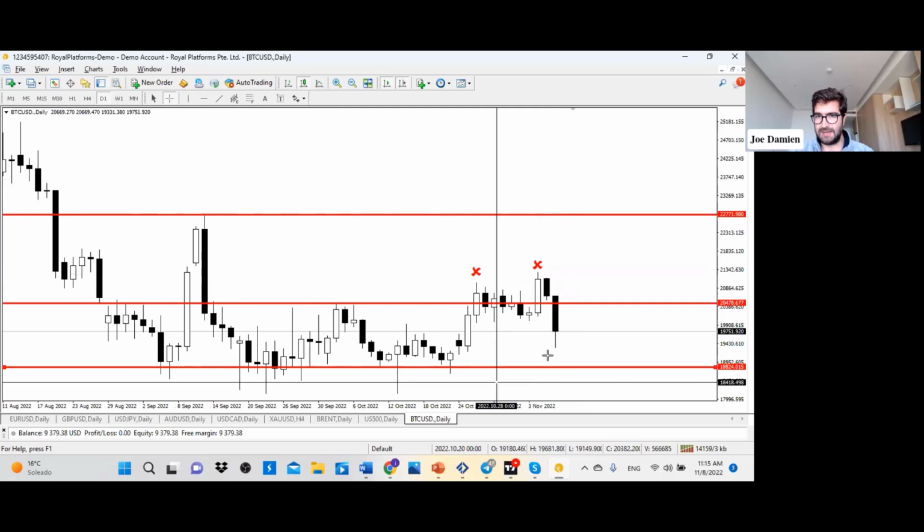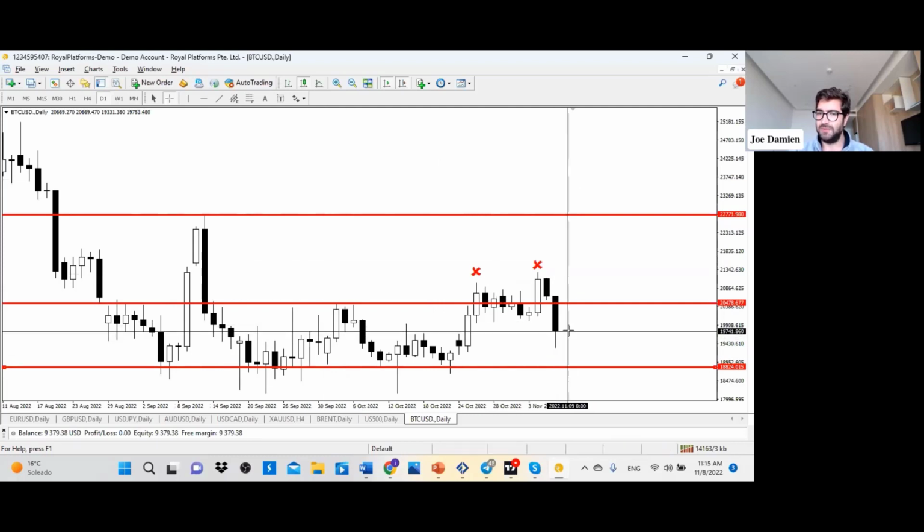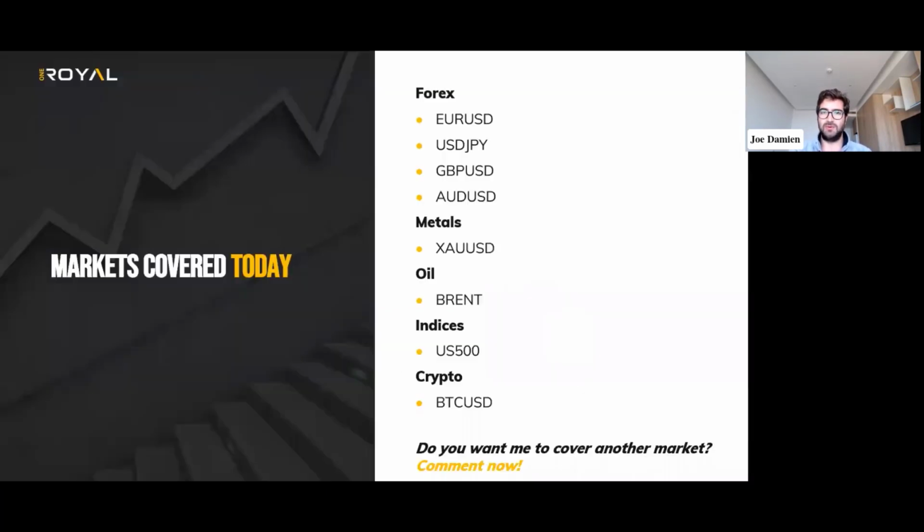Since we are in a downtrend on the higher time frame, the weekly one, most probably the market will continue its move again to 18,825 by next week. So this is it, guys, for today's market update.